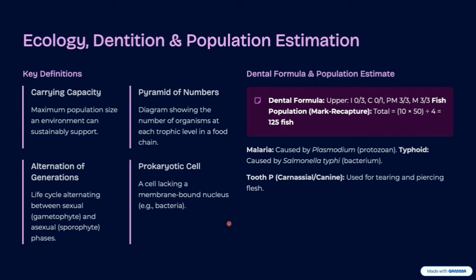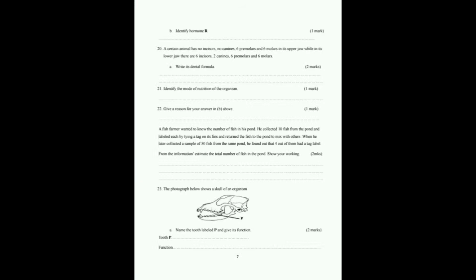Now there's a diagram here. Now look at the diagram. It shows you a skull of an animal. Name the tooth labeled P and give its function. Of course, the tooth labeled P is a carnassial tooth. Now the function of that carnassial tooth.